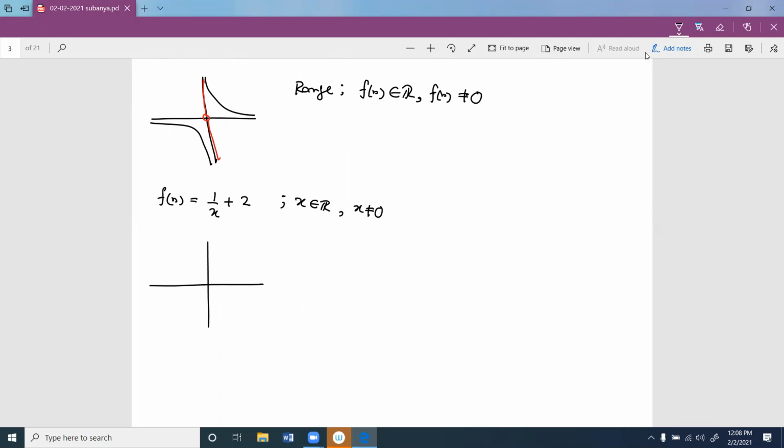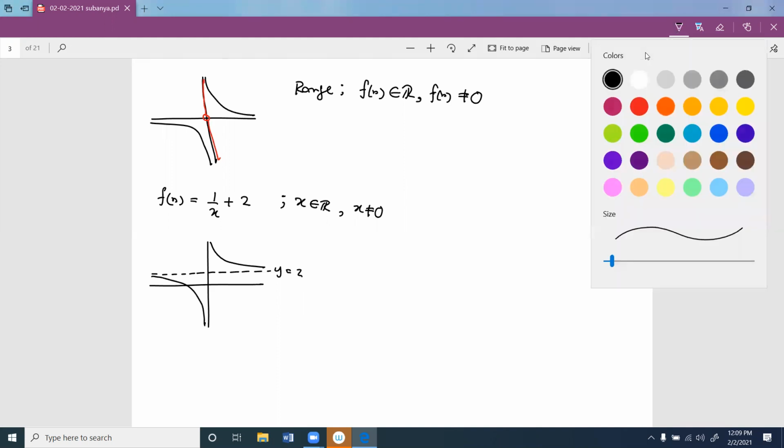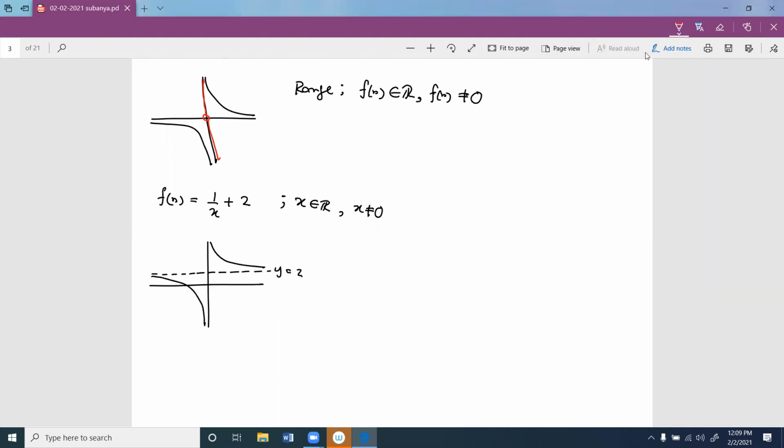Now you can see this entire graph has shifted 2 units up. Therefore, you can see the axis of asymptote turn up to y equals 2. So the function is just like this, and it's like this. Then if you get the y answers for this, you can see 2 is not there, but all other answers are available.